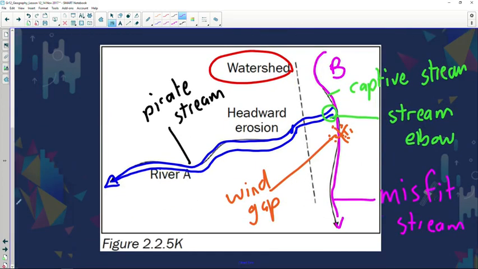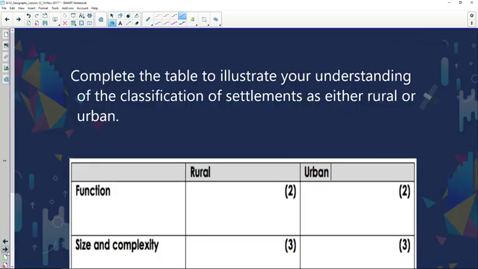Now, as you can see, because of headward erosion through the watershed, River A stole the water from River B. That was the captive stream, and River A the pirate stream. Where the water has been intercepted is the stream elbow, and where it's going to completely dry up is known as the wind gap, and the rest of the stream where it continues is known as the misfit stream.